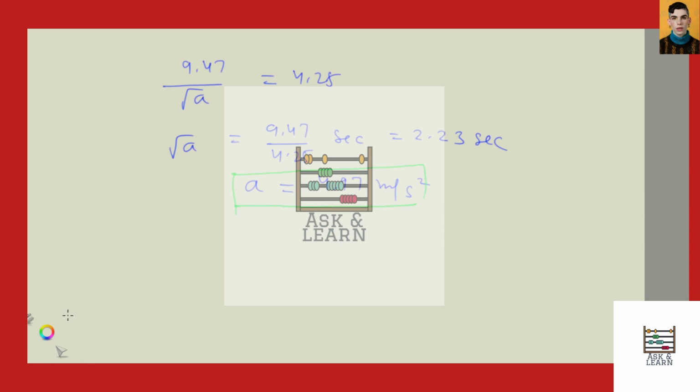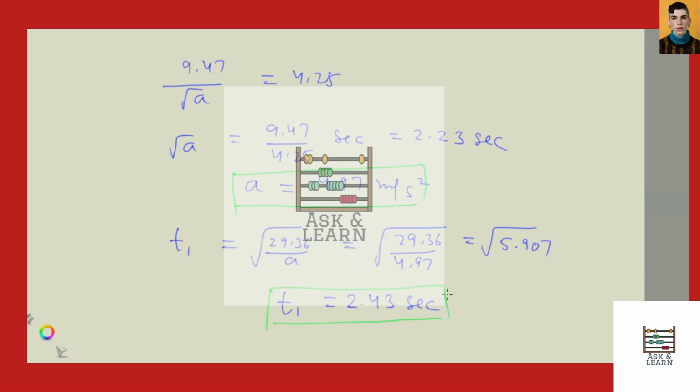Now we have to find the time taken by the player for the accelerated part of the motion, and that is given as T1 is equal to square root of 29.36 divided by A, or we can say this is 29.36 divided by 4.97, which comes out to be square root of 5.907. So finally this T1 comes out to be 2.43 seconds, and here it becomes the answer for the second part of the problem.